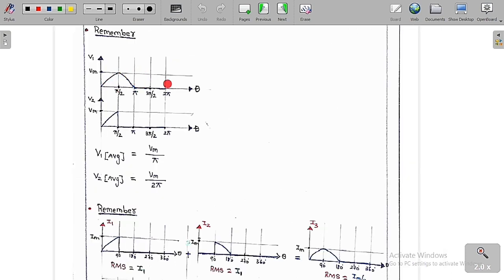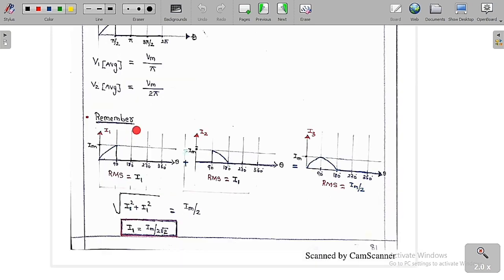This is a half wave rectifier, and this is a half wave rectifier. For a half wave rectifier, let me assume this is the voltage V1. The average value of this first signal V1 is nothing but Vm by π. Whereas this one is half of the half wave rectifier, so if you want its average value, go for half of this, therefore Vm by 2π. So this is called the average value.